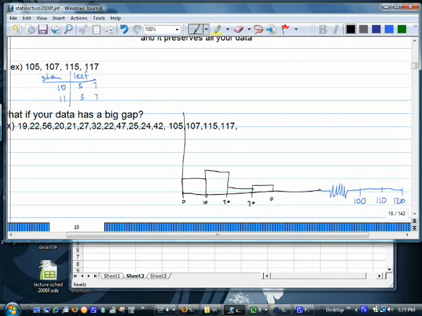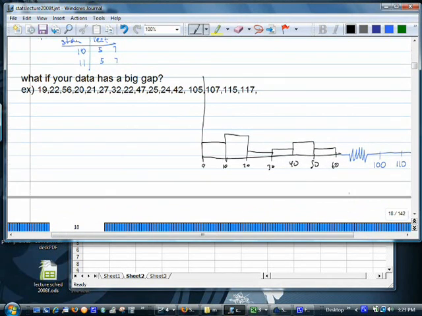All right. So next, we have what's called a frequency polygon. So what is a frequency polygon? It's a histogram, but instead of using bars, you use dots and connect them with lines. So what do I mean? Well, it looks like this.